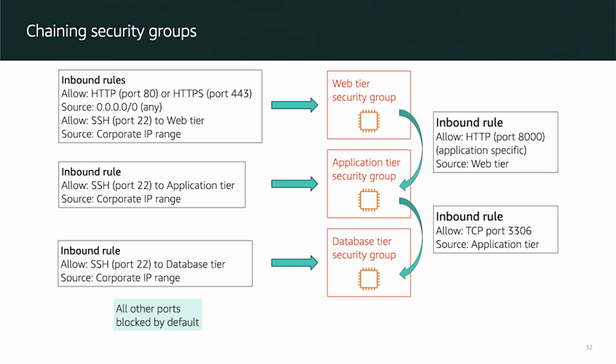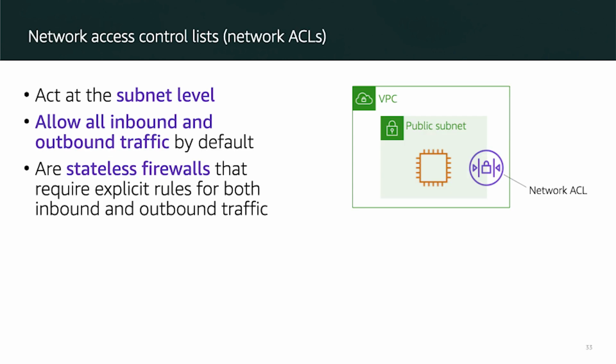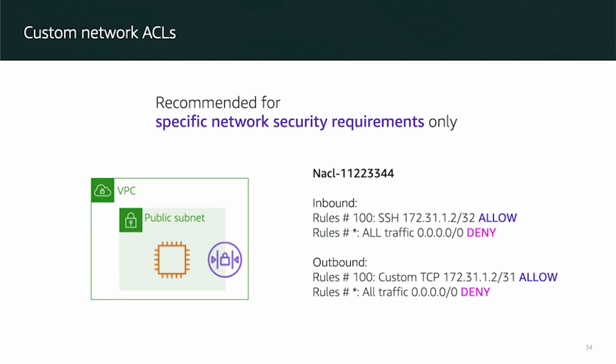You could also create another security layer in the VPC, which is the network access control list, or the ACLs. They act at the subnet level, but the security groups, guys, remember that they act at the instance level. You can allow or deny specific inbound or outbound traffic. However, by default, it will allow all inbound and outbound traffic. Network access lists are stateless firewalls that require explicit rules for both inbound and outbound traffic.